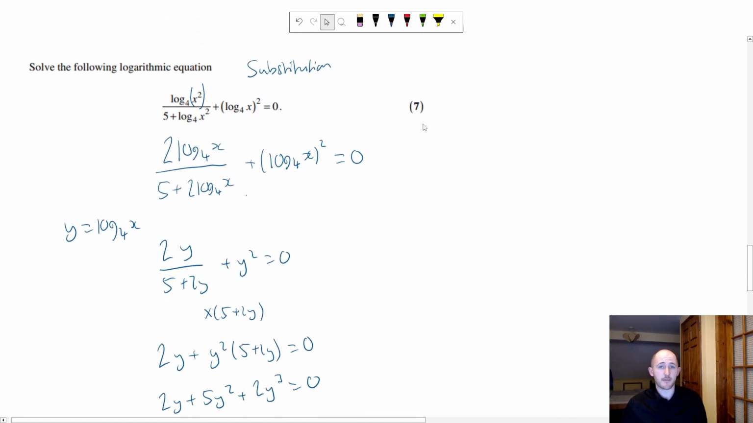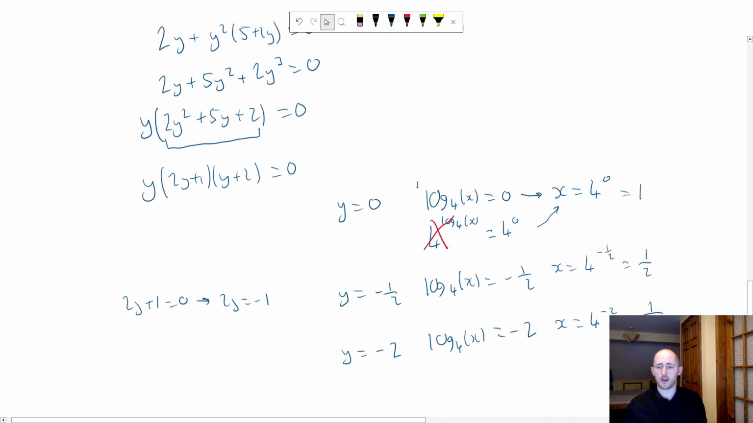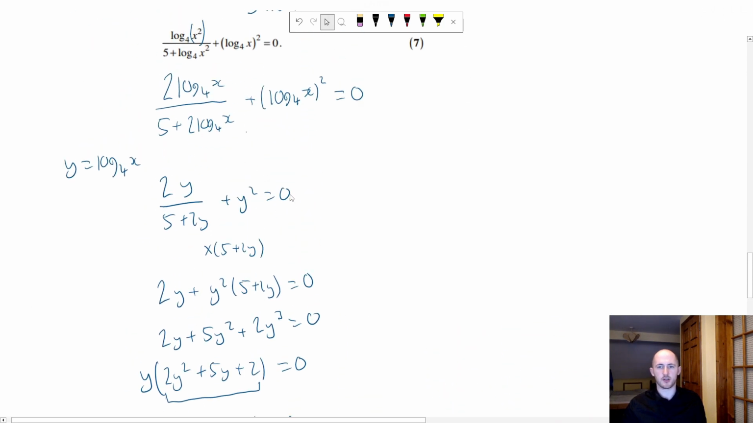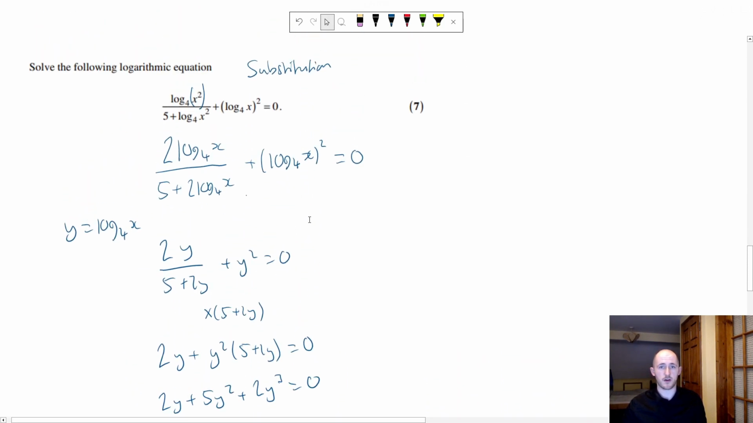If you look, this is a 7-mark question. Realistically, it's not that long, but knowing to actually do a substitution can be a bit tricky because some students don't really know to do that, which is fine, but I just wanted to make you aware of that because, again, substitution comes up a hell of a lot in year 13 as well.